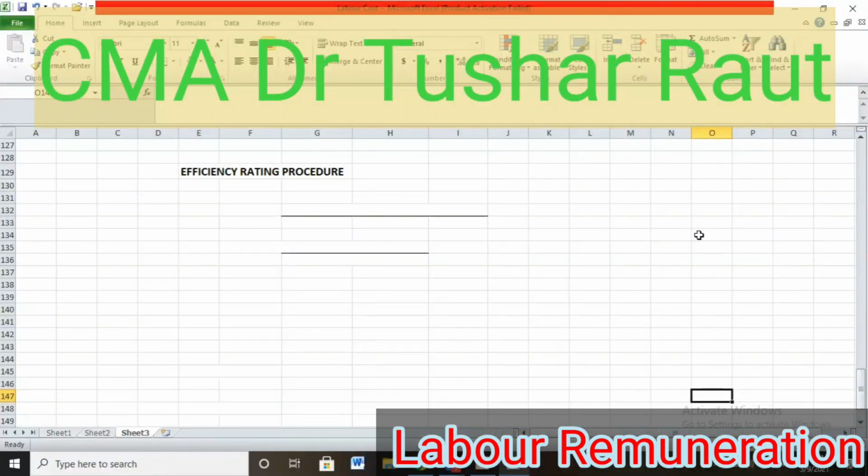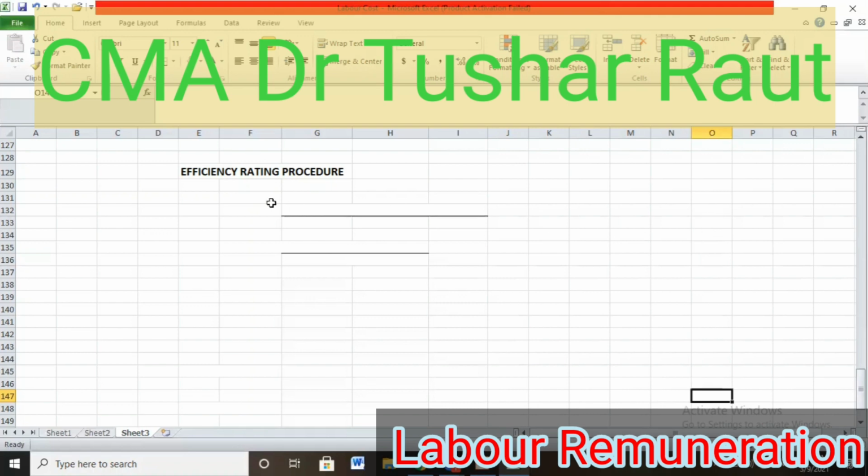Ahead with efficiency rating procedure. What does efficiency stand for? Efficiency is usually related with the performance of an individual worker and may be computed by comparing the time taken with the standard time allotted to perform the given job or task. If the time taken by a worker on a job is equal to or less than the standard time, then he is rated efficient. In case he takes more time than the standard time, then he is rated as inefficient.